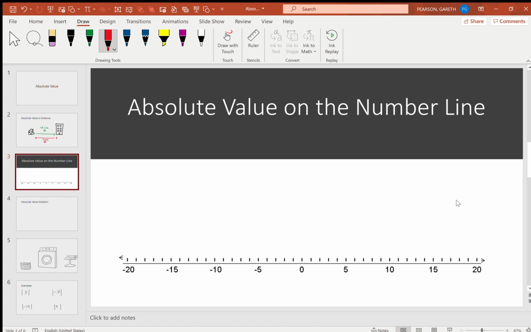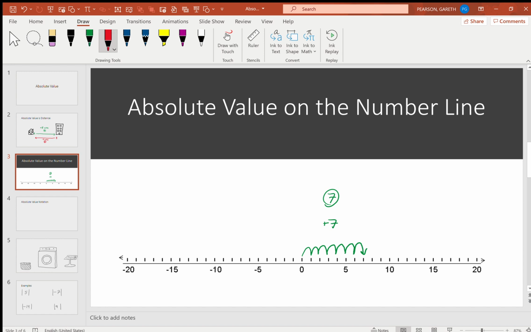So how would this look on the number line? Let's say you're starting at 0, and let's say you went up by 7. So you're going 1, 2, 3, 4, 5, 6, 7. Well, you just went up by 7. Your absolute value, the distance you traveled, is 7. That's pretty much it. That's how easy it is.